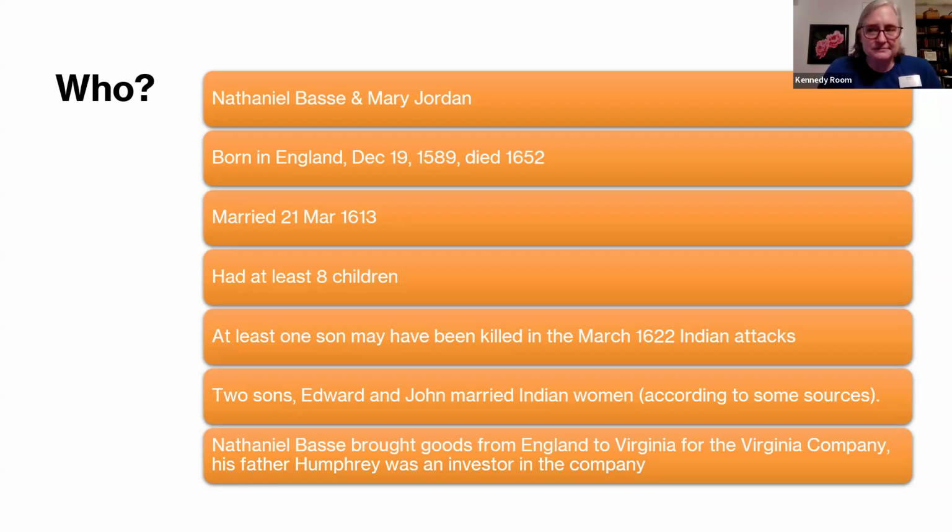They had at least 8 children, some say 10. And at least one son may have been killed in the March 1622 Indian attacks. There was a very large Indian attack, March 1622, that was coordinated across most of the settled plantations. Two sons, at least according to some sources, Edward and John, both married Indian women. I can find proof of one and a lot of family stories for the other one.